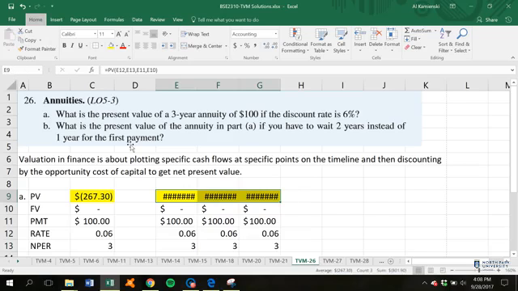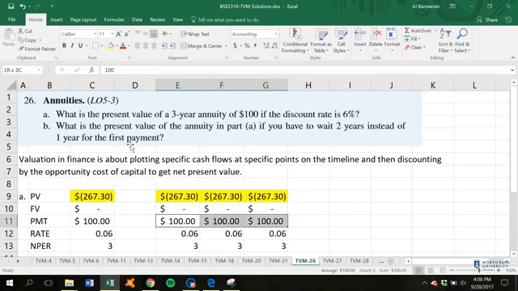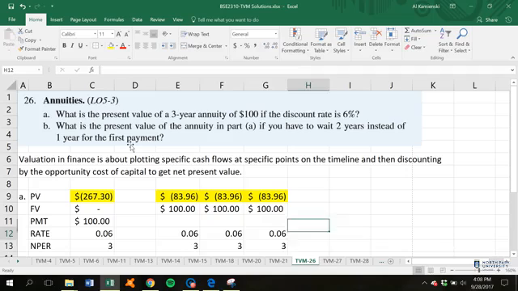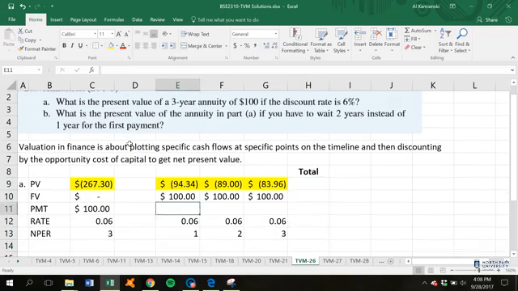Let me widen the columns a little bit. And this time, instead of making those 3 payments, let's make those 3 individual future values. One that comes in period 1, one that comes in period 2, and one that comes in period 3. And if we use the phrase that I used up top, at the end of the day, it's about plotting specific. Here's $100 at 1 year. Here's $100 at 2 years. Here's $100 at 3 years, all at 6%.